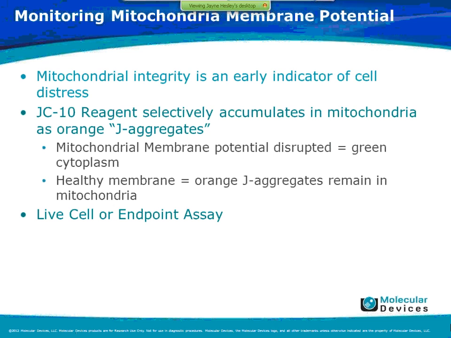So just remember, the healthy cells, healthy mitochondria, will have orange mitochondria showing, and the unhealthy cells will have few orange mitochondria showing, but green will appear in the cytoplasm. This can be run as a live cell assay. You could even run it as a time course, or it can be run as an endpoint assay. This dye is maintained for a period of time after the cells are fixed.